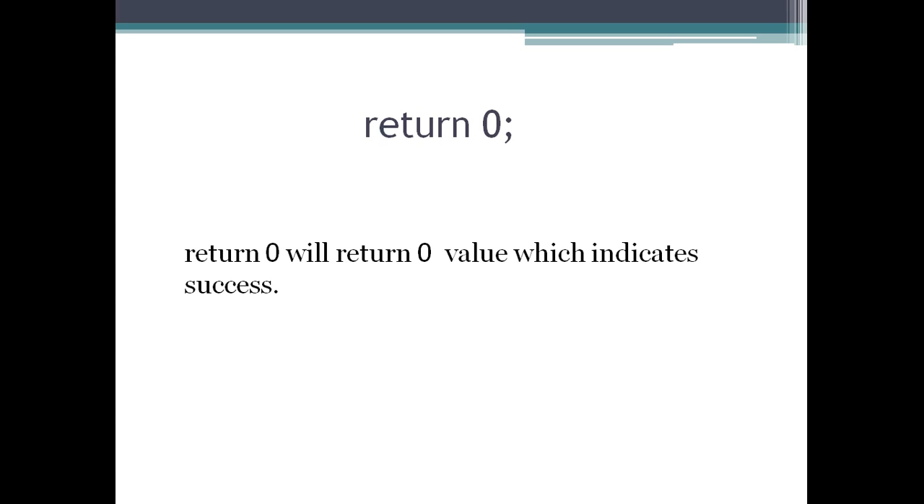Now the last statement is return 0. Return 0 will return a 0 value which indicates success. If for any reason the statements in main fail to do their intended work, we can return a non-zero number from main. This would indicate failure.